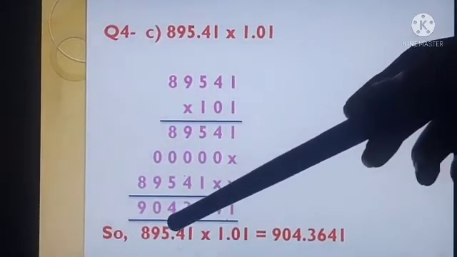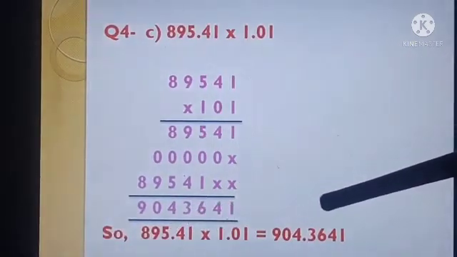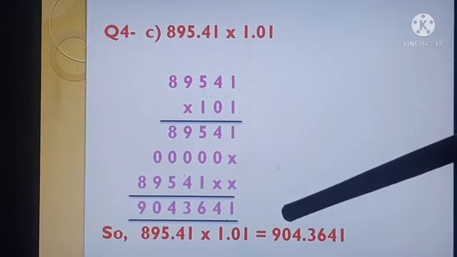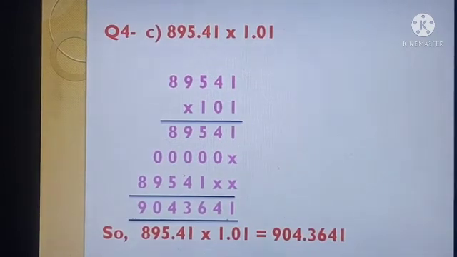Now we will write down the question again and then we will count how many digits are there after the decimal. 1, 2, 3, 4. So 1, 2, 3, 4. Before 3 we will put the decimal. Our answer will become 904.3641.